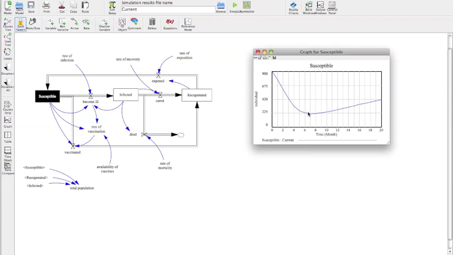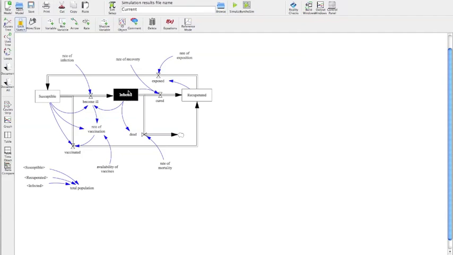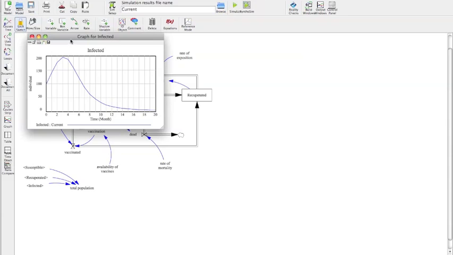And then, as we'll see with the other dynamics, it seems that the susceptibles start picking up again. So there's got to be some recoveries. Okay, so that's what it appears here. Let's look at the infected. What happens to the infected?